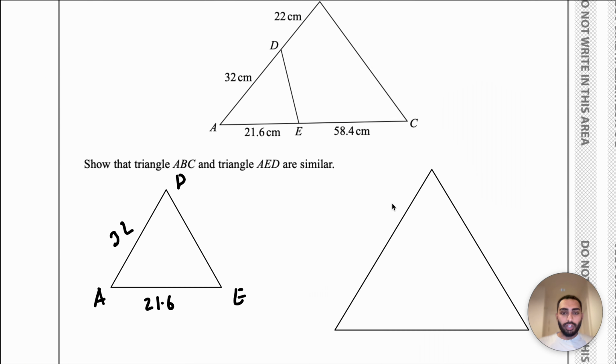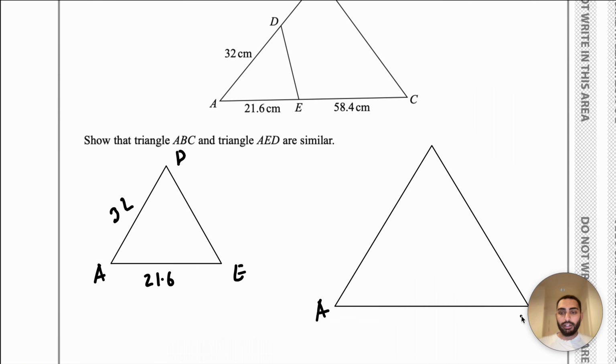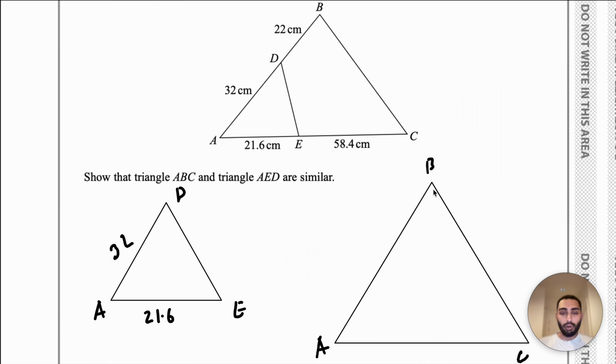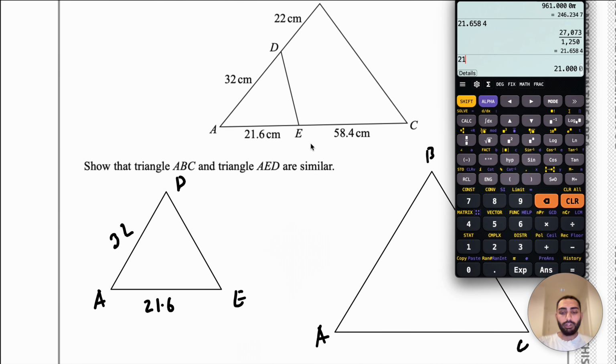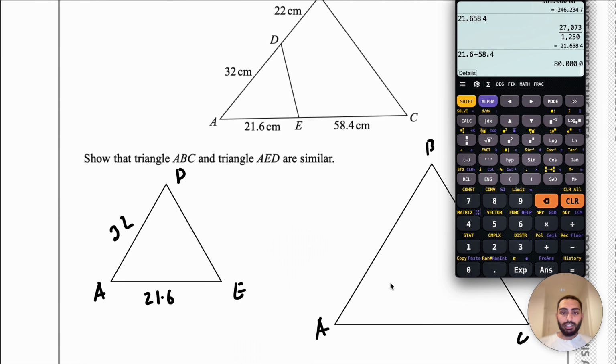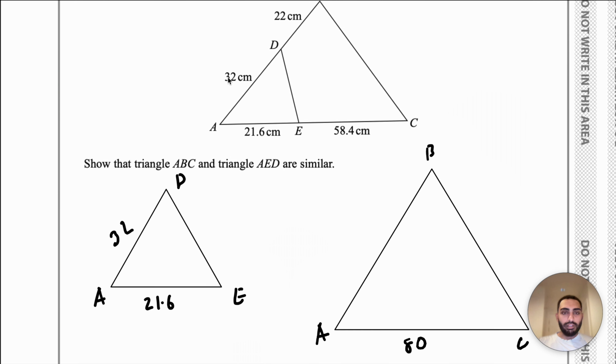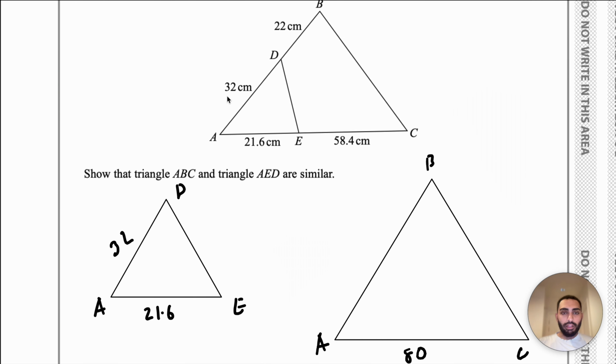I'm going to do my larger triangle, so let's label the points first. I've got A, C, and B as the top. I need to find AC first, so I need to add up both of these lengths together. So I'm going to do 21.6 plus 58.4. That gives me 80, so that base is 80. Then the same thing with A to B, 32 add 22, so that would be 54.